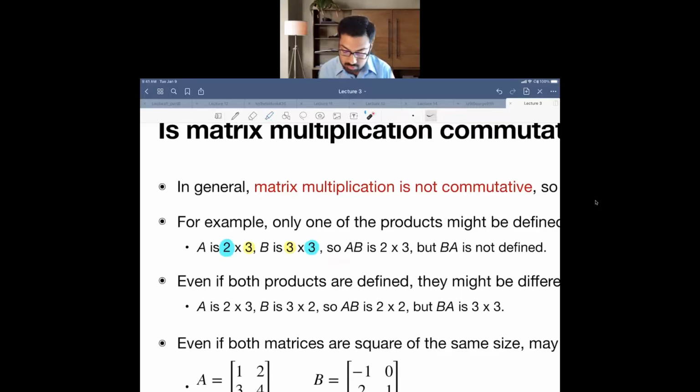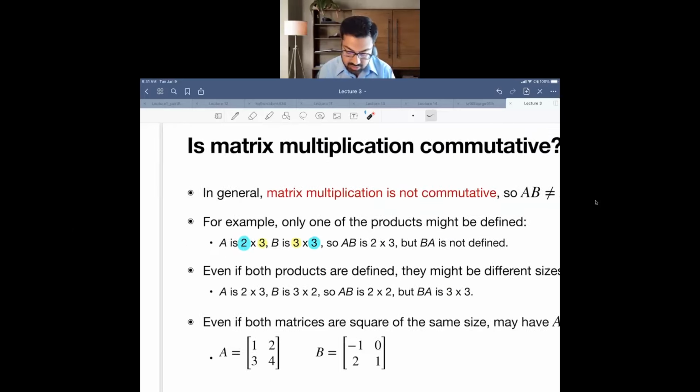So you get AB as 2 by 3. However, if you try to multiply B times A, we are not going to be able to do that. B times A doesn't exist here because the columns of B do not match with the rows of A. So BA is not defined in this case.